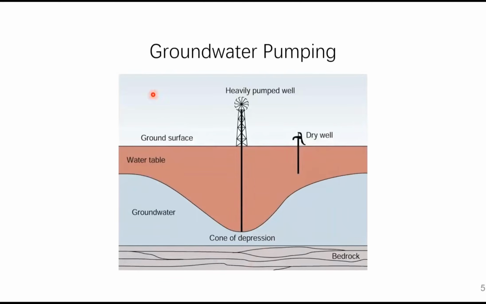In this image, you can see a pumping well, and the black line here is the water table. Excessive pumping can cause a cone of depression, which means the water table drops heavily around the pumping well and forms a cone shape due to the reducing pressure.